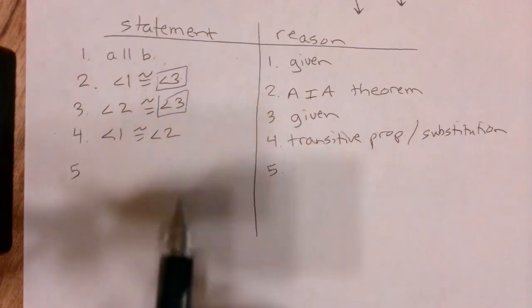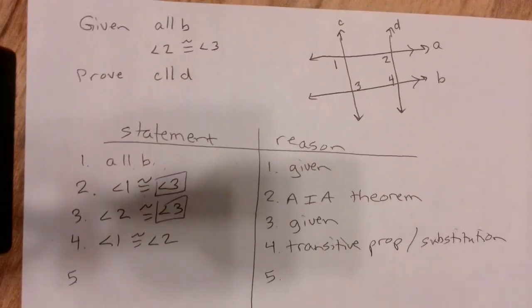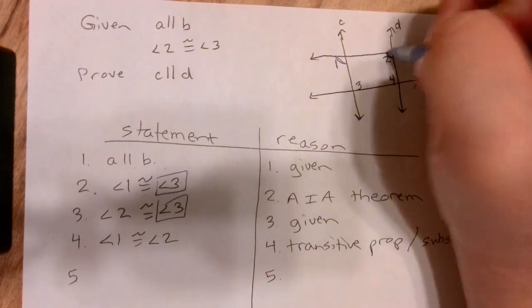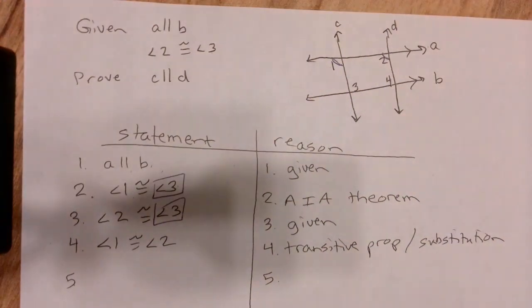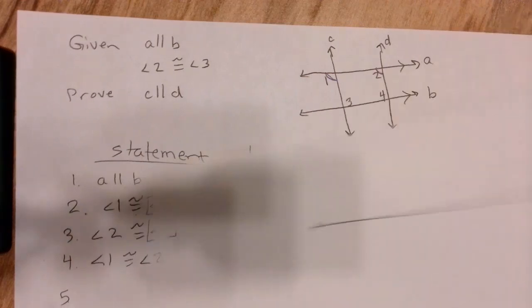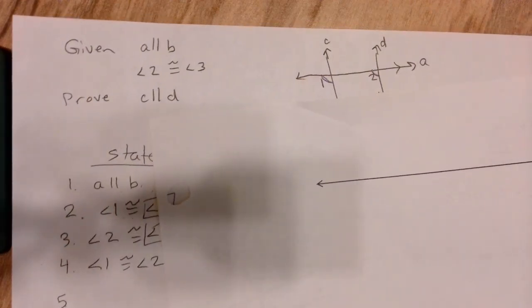All right, we know 1 and 2 are congruent. So now we know that angle 1 and angle 2 are congruent. How does that help us? Well, now you need to focus on a different part of the paper. Look at that. What do we have there?